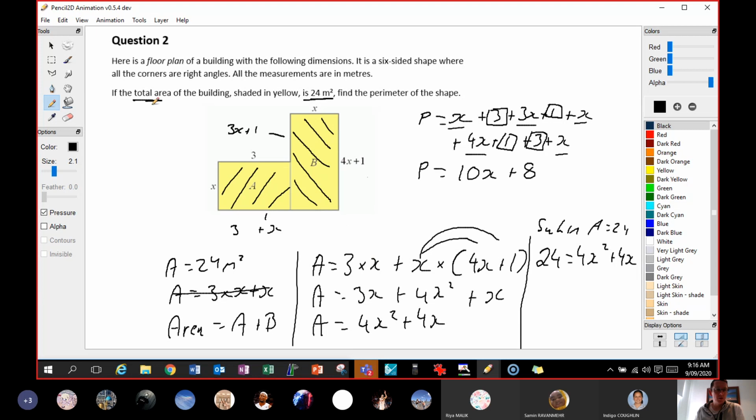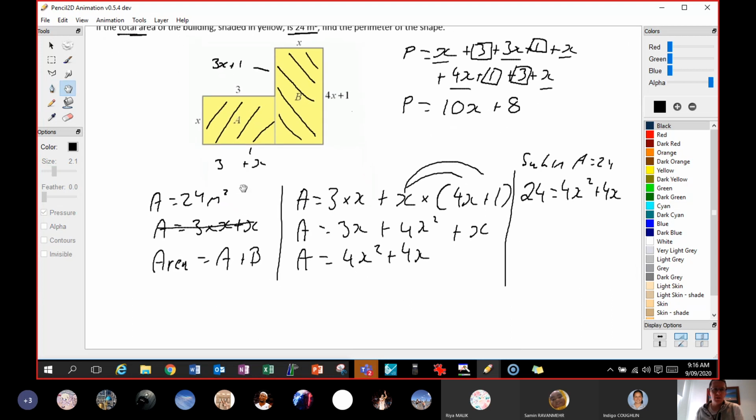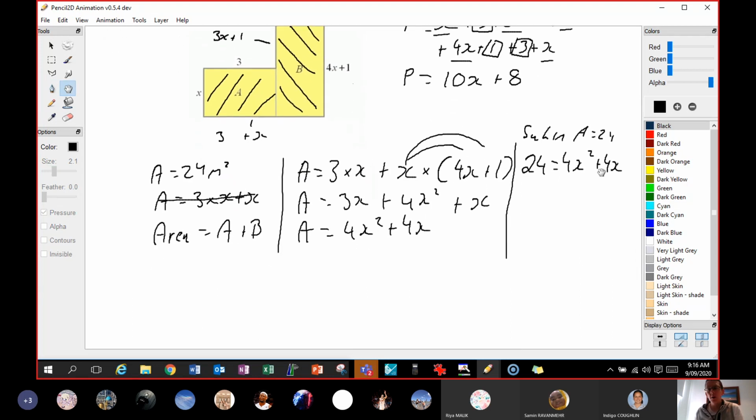Now we've got to use what we introduced last lesson, which is a bit of the null factor law. The null factor law comes in because if I'm here trying to think, what can x be to make it equal 24? You could do trial and error here, which is fine. You could put in 1: 4 times 1 squared, well, 1 squared is 1, 4 times 1 is 4, plus 4 times 1 is 4, so it would be 8. If it was 2, 2 squared would be 4, 4 times 4 is 16, 4 times 2 is 8. So you know that is an answer. It has to be 2, right? That's what we're looking for. So you could do trial and error.